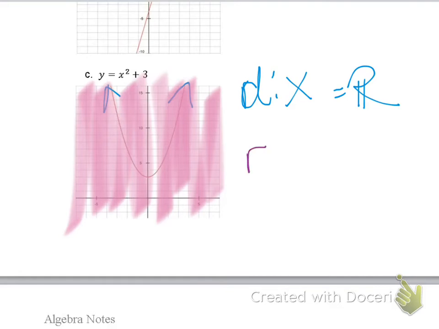And the range, I'm going to have to stop really quick and pick up in part 2.